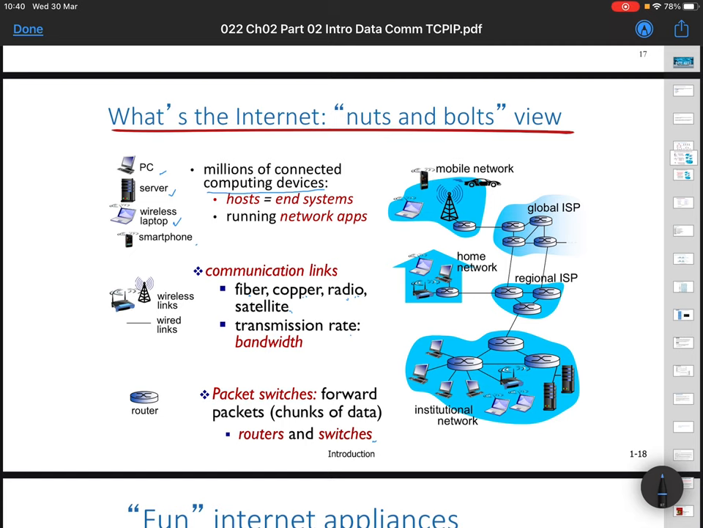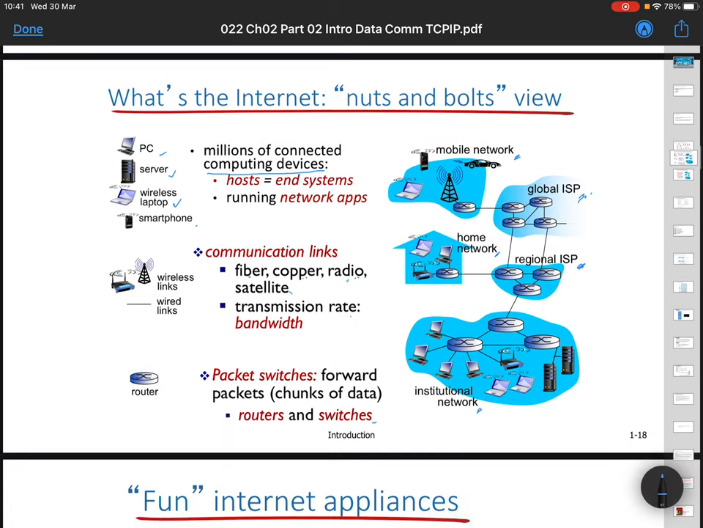So this is the view of the internet. You have a mobile network, and you have routers, global ISP, and then you have a home network, and also a home network connected to the regional ISP. ISP is internet service provider. You also have institutional networks like LAN or WAN. So all of this is connected to the router.